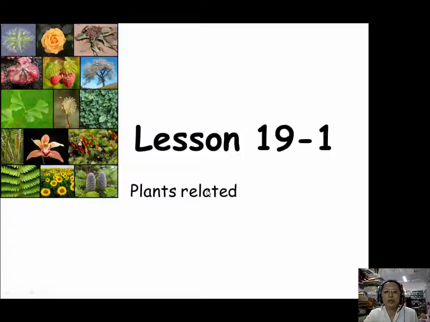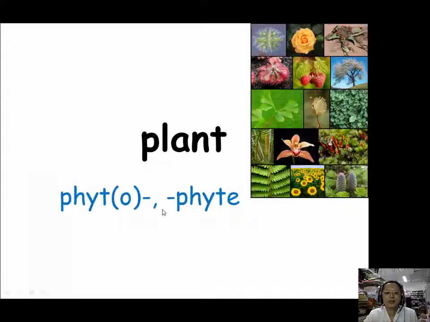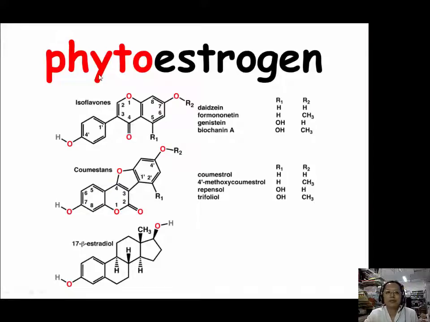Now we are going to proceed to lesson 19, which is prefixes and suffixes related to plants. The first one we are going to learn is when we want to describe things related to plants, we could use phyto, P-H-Y-T-O, this is the prefix, and the suffix we can use is phyte, P-H-Y-T-E. Our example for phyto is phytoestrogen.